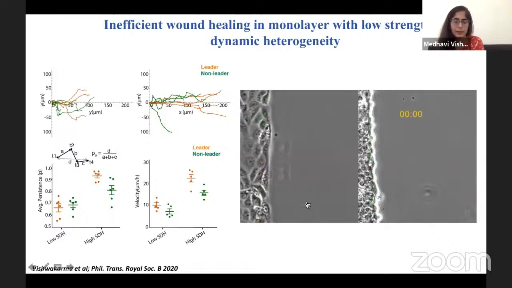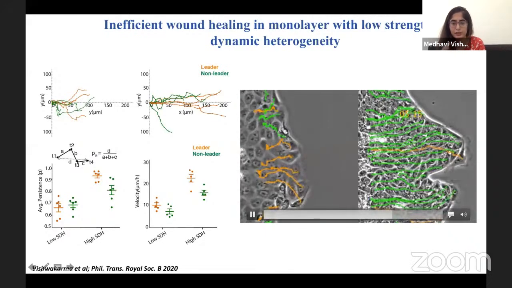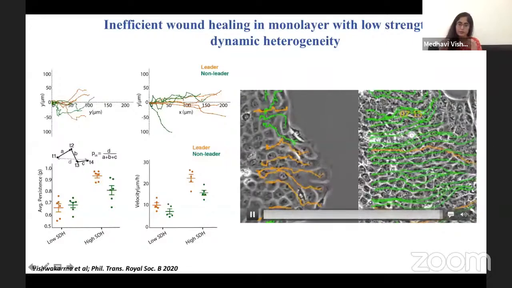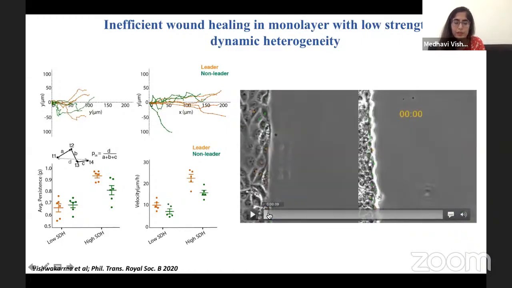When we did a wound healing experiment, you see that at a lower density, when the cells are sparse and not very jammed, the dynamic heterogeneity strength is lower, and they are not able to coordinate. You can expect that even if the cells are distributed sparsely, there will be more movement, but the efficiency of wound healing is slower because the cells are not able to coordinate with their neighbors.